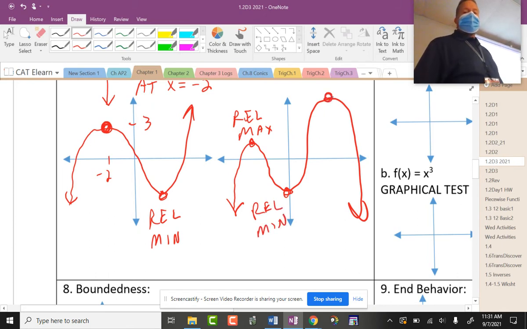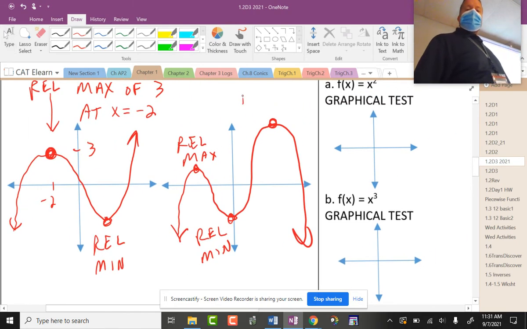And then this is why we do it. Come on, guys, is this relative or absolute? This is an absolute maximum. This is the absolute highest of this graph.